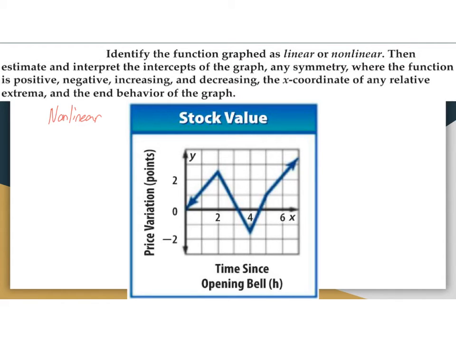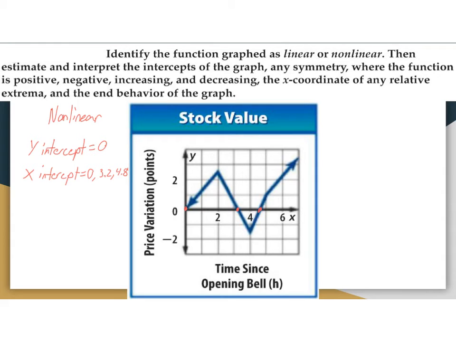Next, let's estimate and interpret the intercepts of the graph. We see here that the y-intercept is 0, and our x-intercepts are 0, around 3.2, and 4.8. There does not appear to be any symmetry in this function.